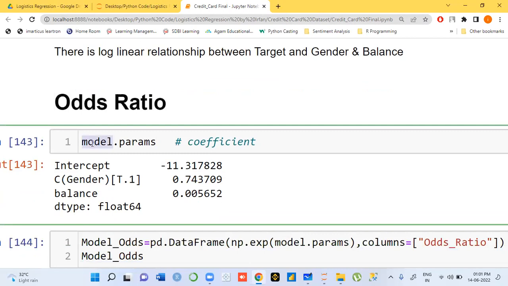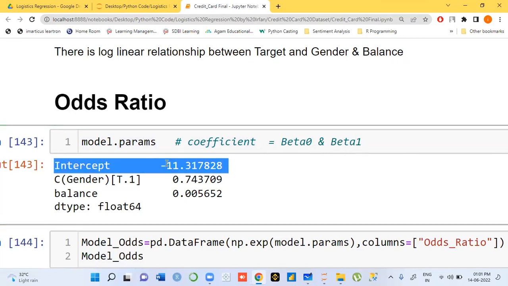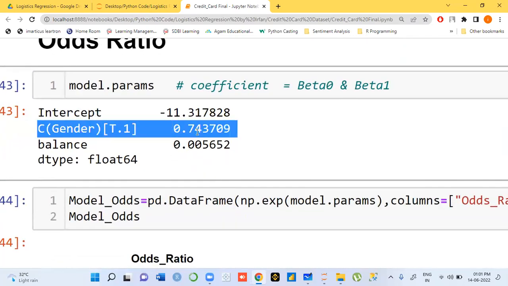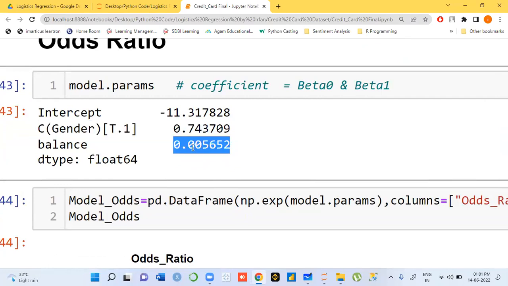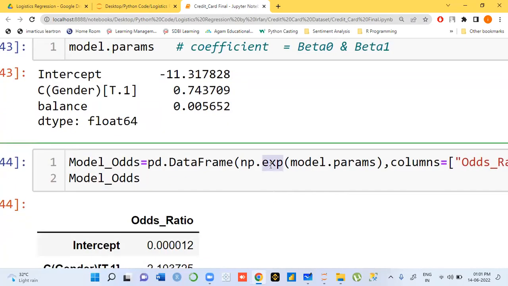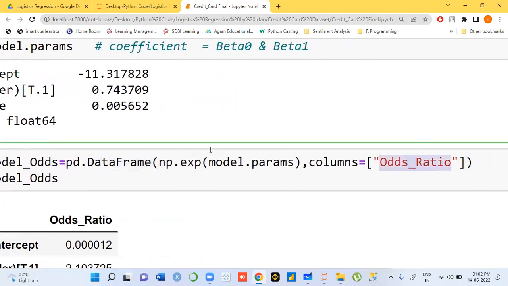Okay. Model, give me parameters. Parameters means it will give you coefficients. How many coefficients? Beta 0 and beta 1. What is the beta naught value? Beta 1 value? Beta 1 is 0.5. So for the model parameters, I'm taking the exponent, the opposite of log, and making it into a data frame, giving a column name as odds ratio.